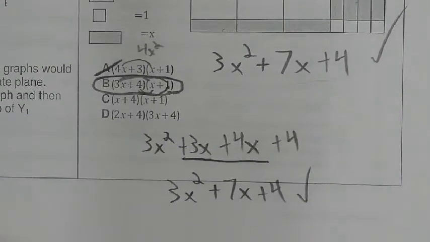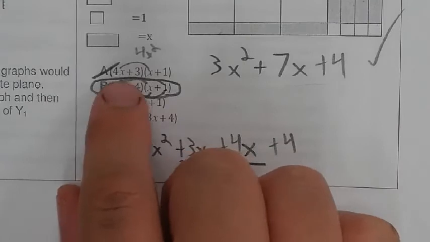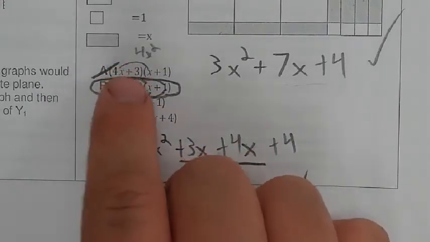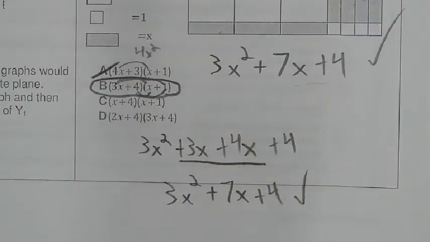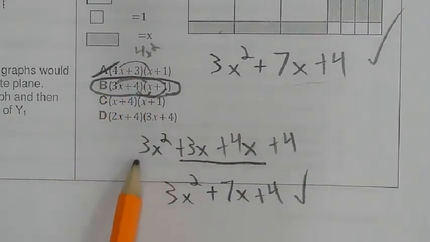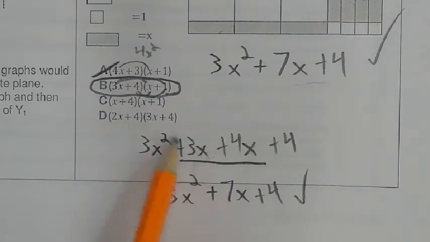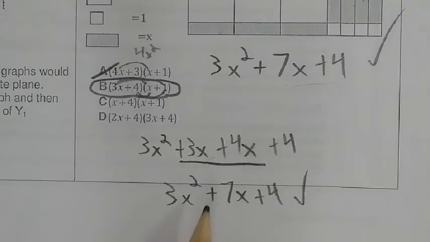All right. So once this is what you're trying to get to, you would just do FOIL for each one of these. I tried the first one first, and that didn't work out. So then I tried the second one. On the second one, 3x times x gave us 3x squared. 3x times 1 gave us 3x. 4 times x is 4x. 4 times 1 is 4. Then once you combine like terms, you do get the correct answer.